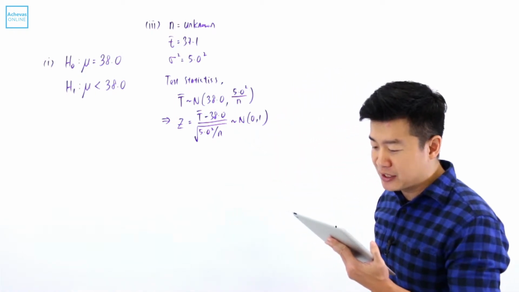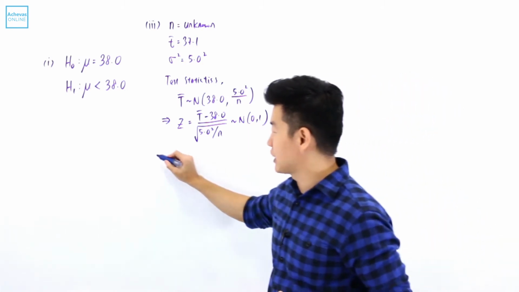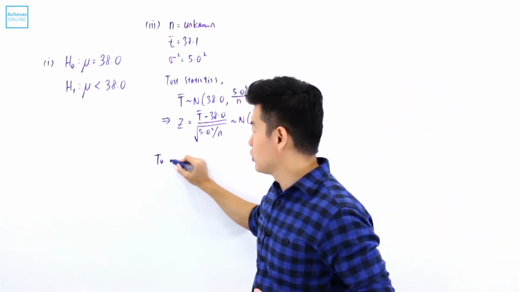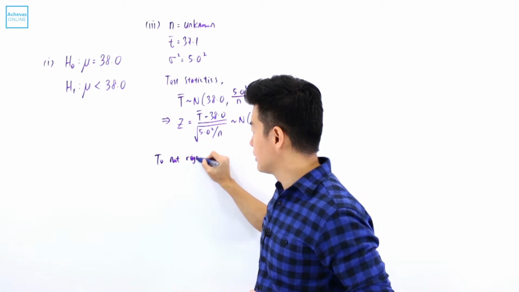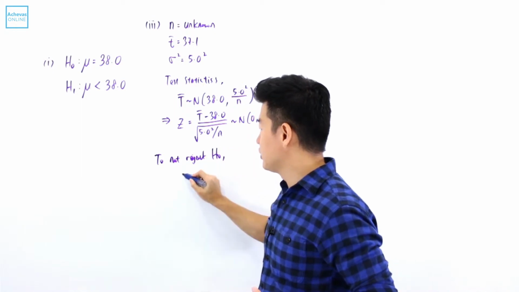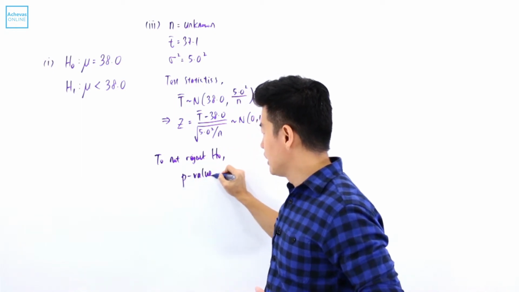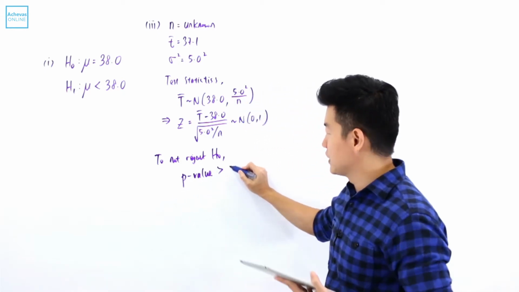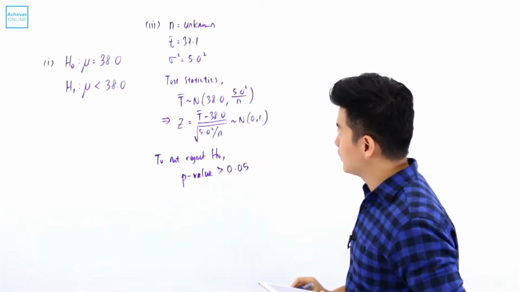And according to the question, the null hypothesis is not rejected. So to not reject H0, I need to make sure that the p-value is going to be bigger than the level of significance, which is 5% level of significance.